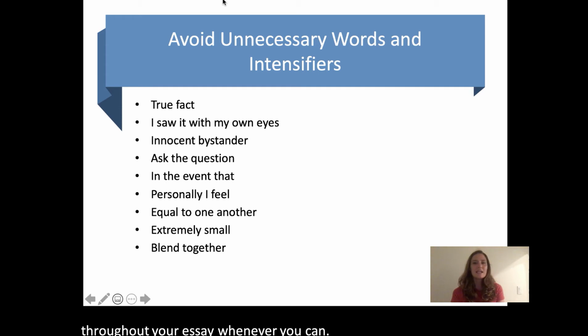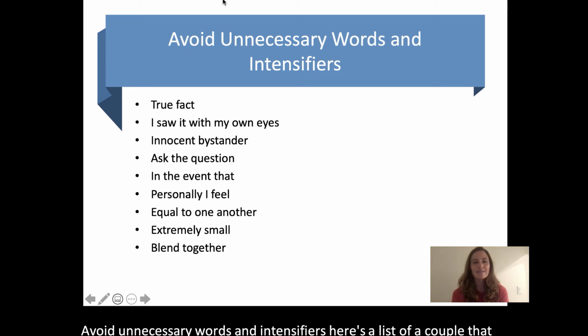Avoid unnecessary words and intensifiers. Here's a list of a couple that you want to get rid of in your writing. True fact, that's redundant. Facts are supposed to be true. I saw it with my own eyes. How else would you see it? Innocent bystander. A bystander by definition is someone who's innocent. Ask the question. I make this mistake all the time. I say, ask the question. Well, that's redundant. I shouldn't say that, right? Ask the question. Ask means to ask a question.